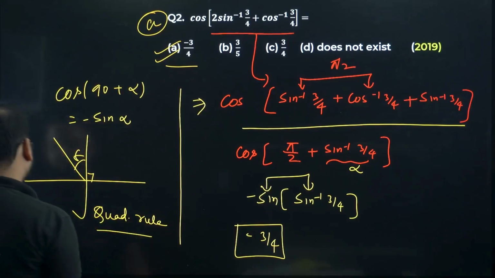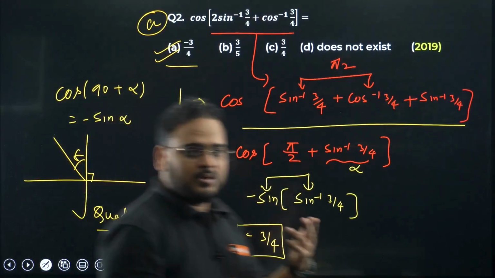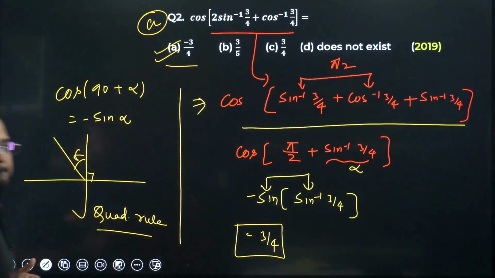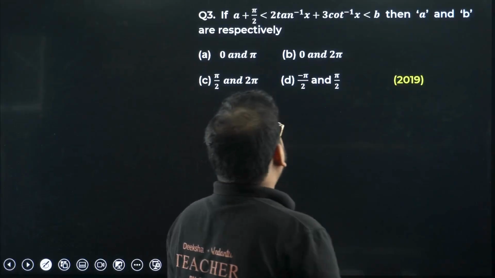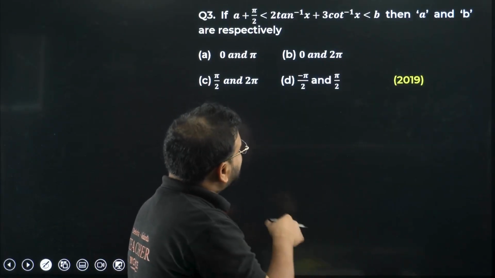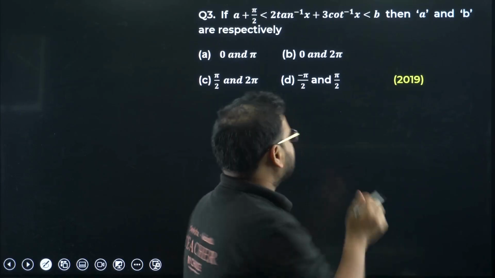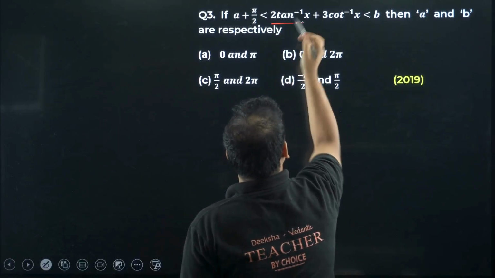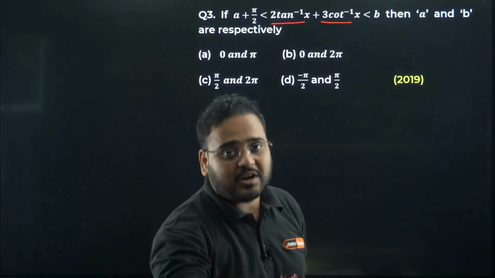I hope this is clear. Okay, we can move on now. All right, this is clear. Question number 3 now. If we have a plus pi by 2 less than 2 tan inverse of x, the same approach you can apply. Just look for the common integral multiple. Check here. We have 2 tan inverse of x. We can also make here 2 cot inverse of x plus cot inverse of x.